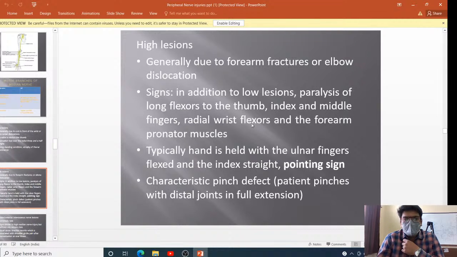And there is a characteristic pinch defect. Pinch defect means the patient won't be able to pinch with the help of index and thumb. He won't be able to flex the distal interphalangeal joint of the index finger and the thumb, which is called Kilian-Nevin sign. He won't be able to flex both the index finger distal interphalangeal joint and the thumb interphalangeal joint. So that's why it gives rise to Kilian-Nevin sign.